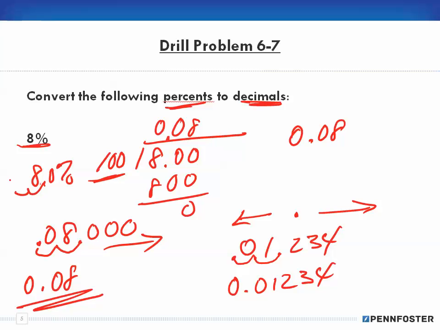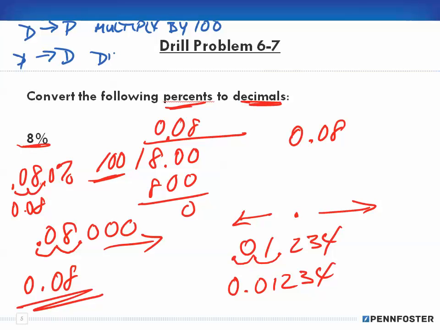I just go 1, 2, stick in the 0, and that's what I end up with, okay? So just as a quick little cheat sheet, from decimals to percents, you want to multiply by 100, and to go from percents to decimals, you divide by 100, and that's if you're doing all of the long math.